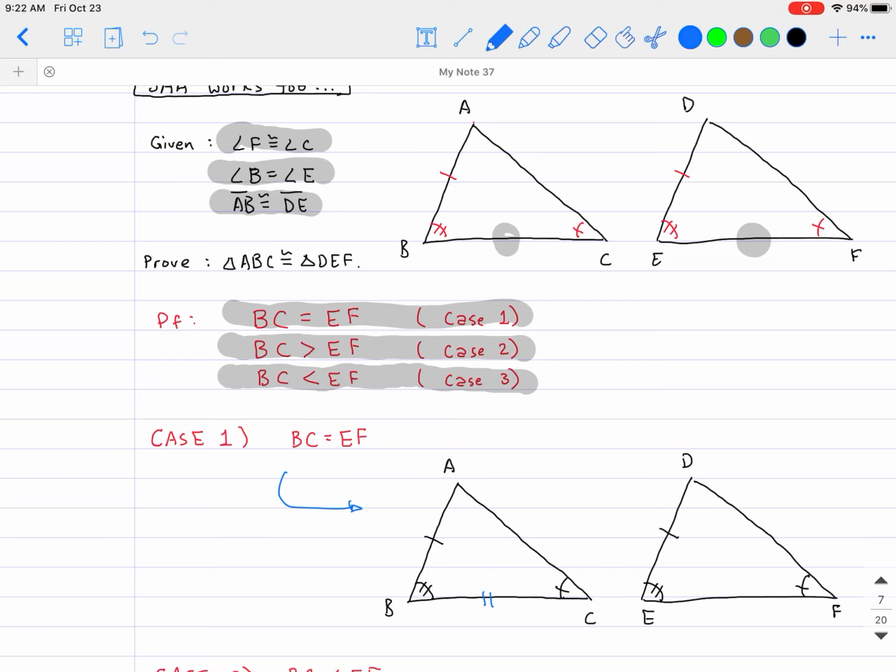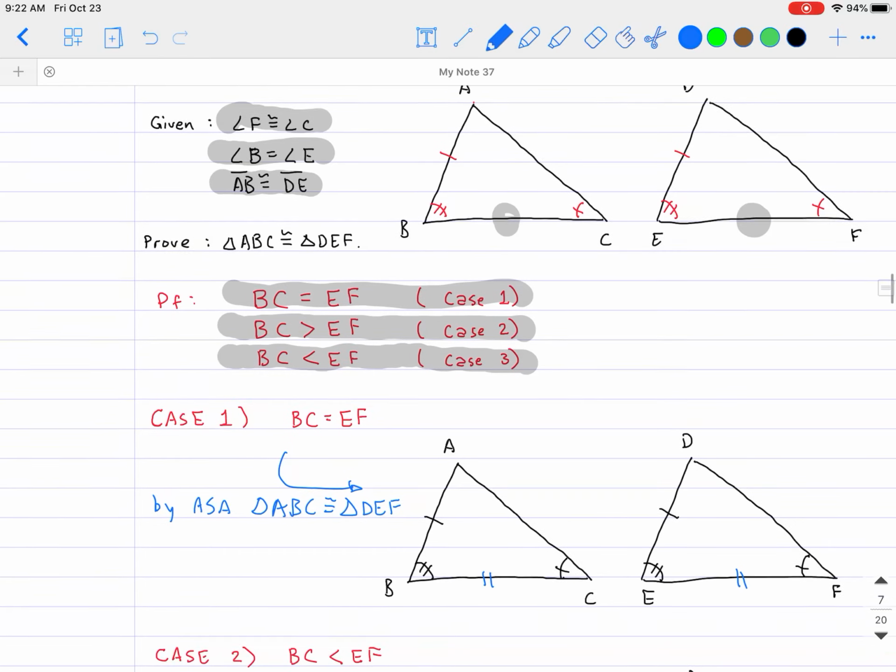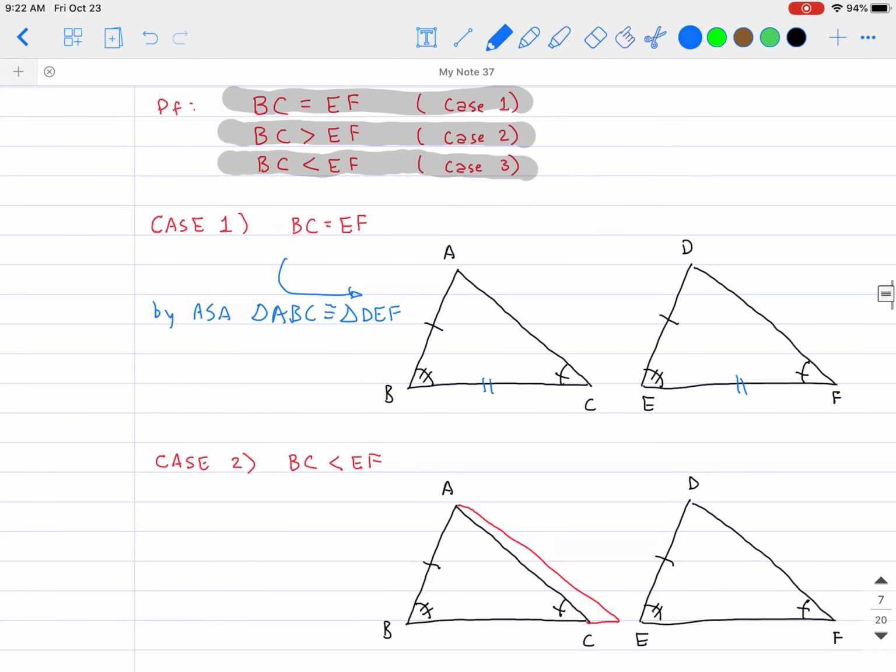Okay, so let's go ahead and look at case 1. What if BC is equal to EF? Well, let's make the mark in the triangle below so you can see what's going to happen then. If BC right here is equal to EF, then that means that the two triangles are congruent to each other by ASA. So that is going to tell me that those two triangles are good to go, and that gives me what I want. So by ASA, triangle ABC would then be congruent to triangle DEF, and then we're pretty much done.